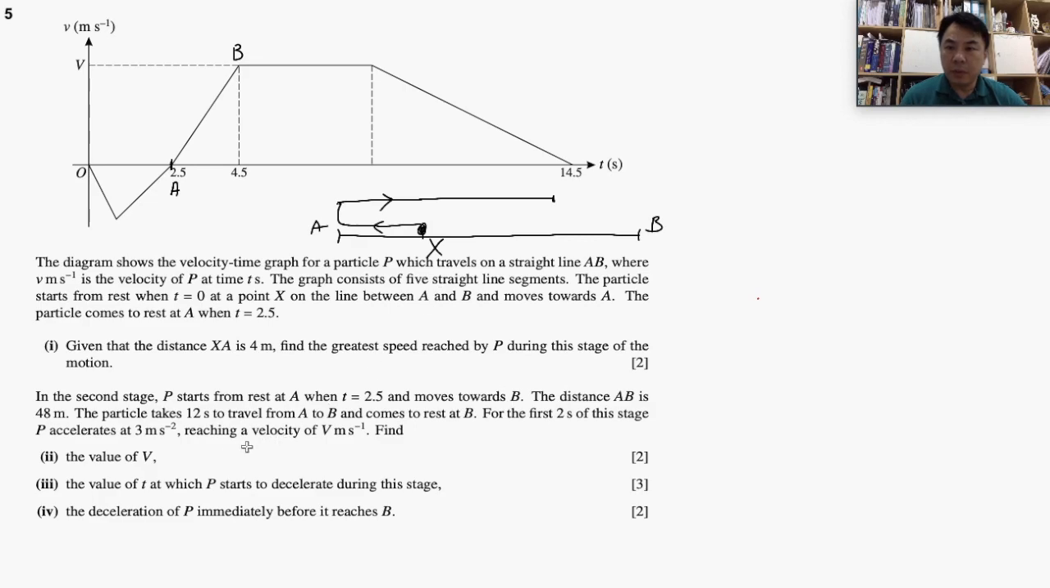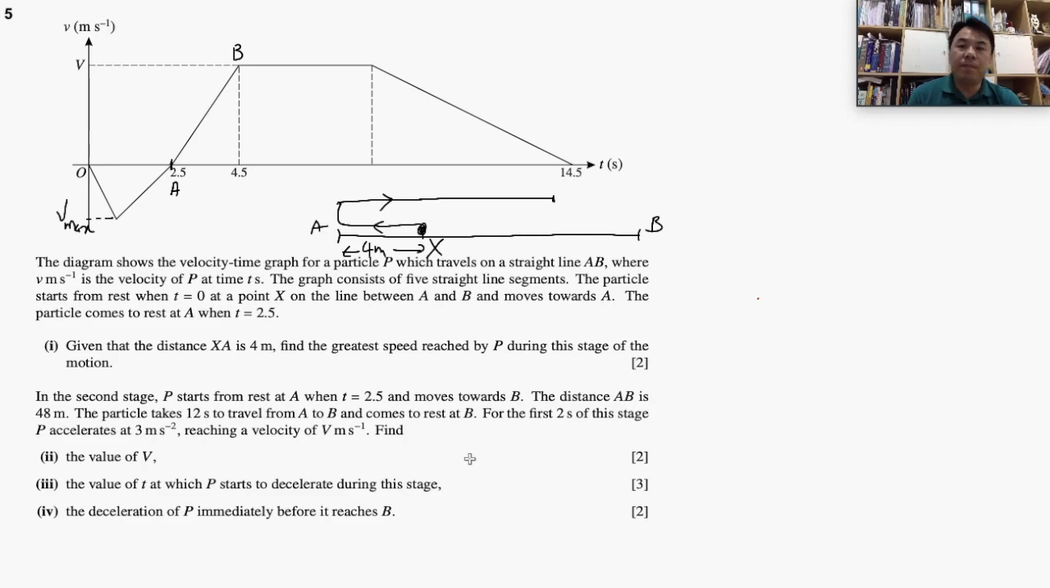Let's try to interpret further. Number one, given that the distance XA is 4 meter. So this is 4 meter. Find the greatest speed reached by P during this stage of motion between X and A. Between X and A, the maximum greatest speed reached by P. So the greatest speed reached by P is here. This is the greatest speed.